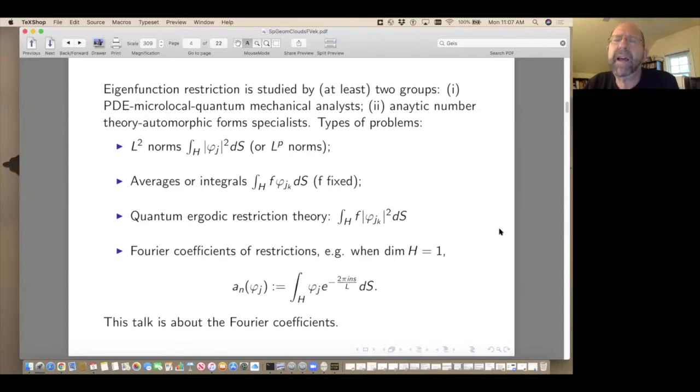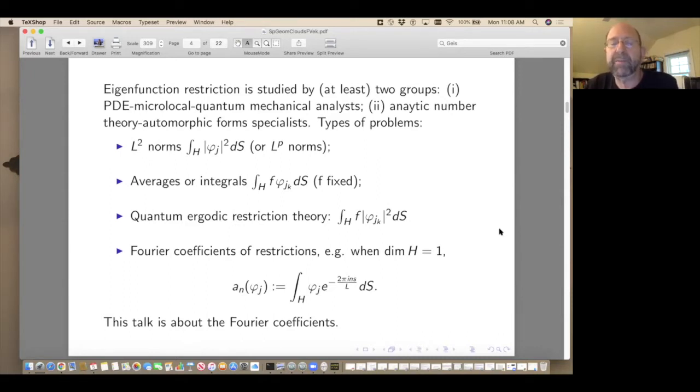PDE people have been studying these kinds of restriction problems for at least the last 30 years, I guess. The types of problems people study are the L2 norms of the restrictions, or you can study linear functionals associated to restrictions, called periods or averages, which are just integrals of the restricted eigenfunction against the test function f.